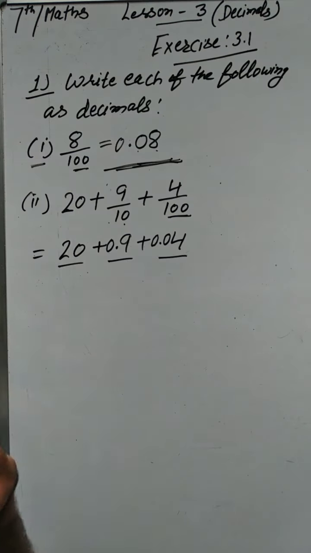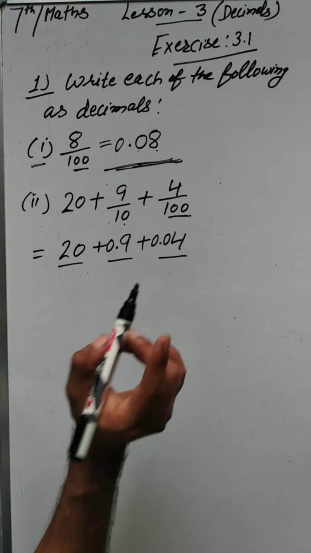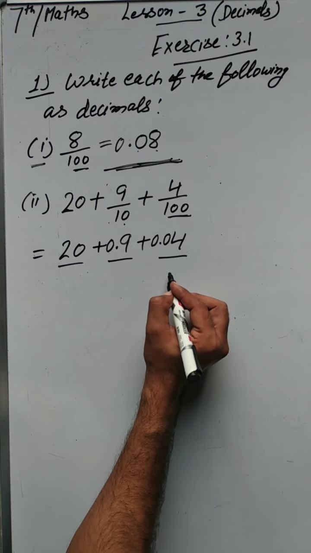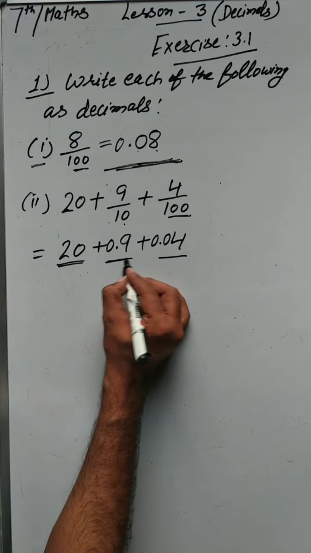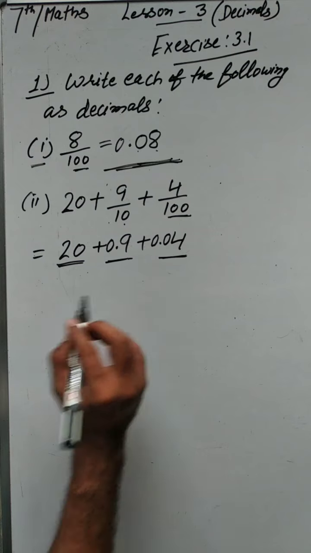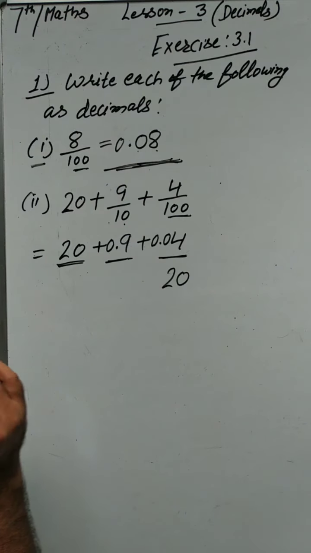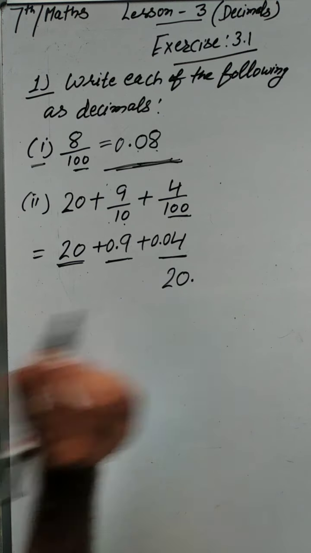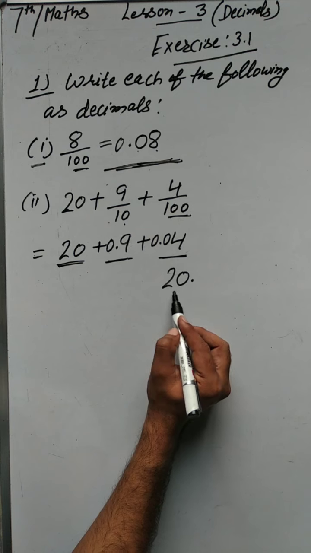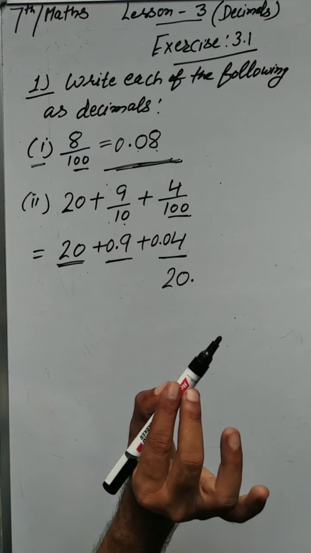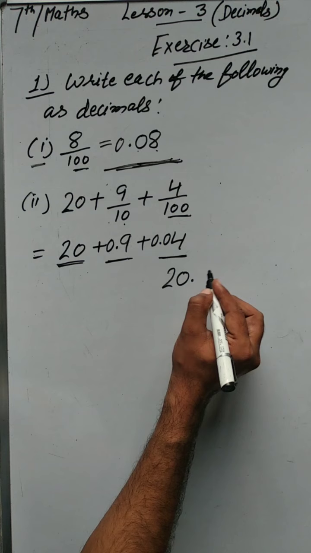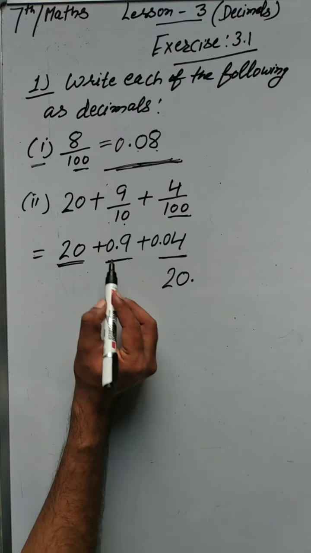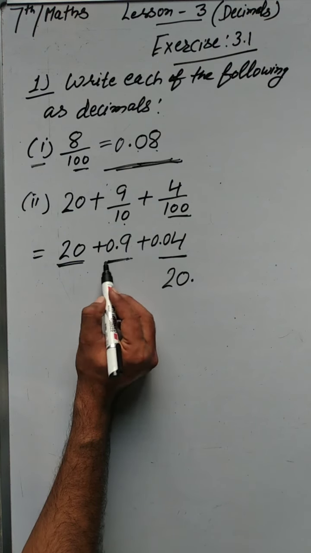When you add these numbers, beta, keep in mind, you have studied in class 6th how to add decimals. But look here again, first number is 20. Where is the decimal? At the end. At the end of every whole number there is a decimal. Understood? After the decimal you can put a finite number of zeros. Doesn't matter. Now look, while adding, the decimal places should be the same.